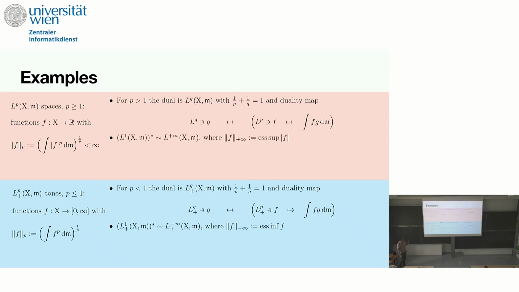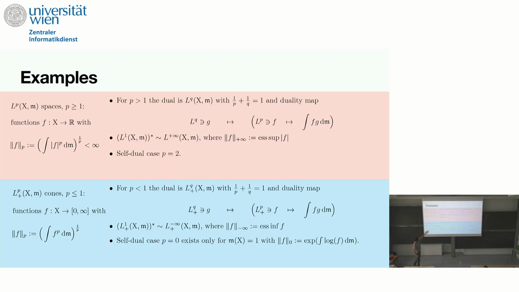Of course, we know that p equal 1 is a little bit of an exception. The dual of L^1 is L^plus infinity, where the norm of L^plus infinity is the essential supremum of the function. In this hyperbolic setting, the dual of L^1 is L^minus infinity, but the minus infinity norm is just the essential inf.